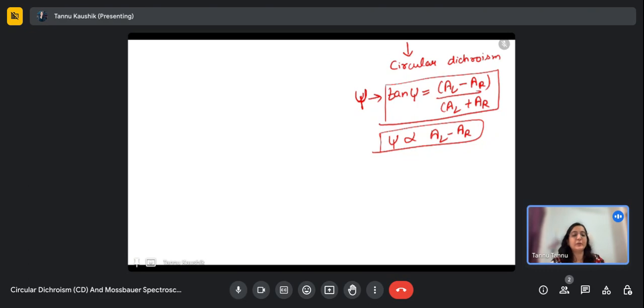So we have two phenomena here. One is optical rotation, which we call optical rotatory dispersion, and the second one is circular dichroism. One depends on the speed of light, and the other depends on the absorbance of a particular polarized light. So both of these phenomena can take place together.